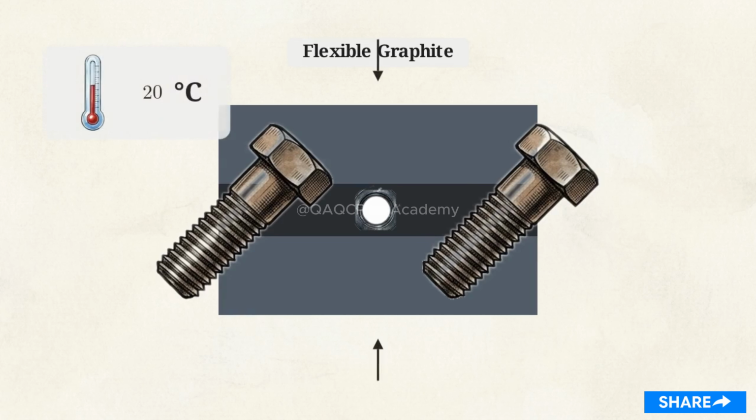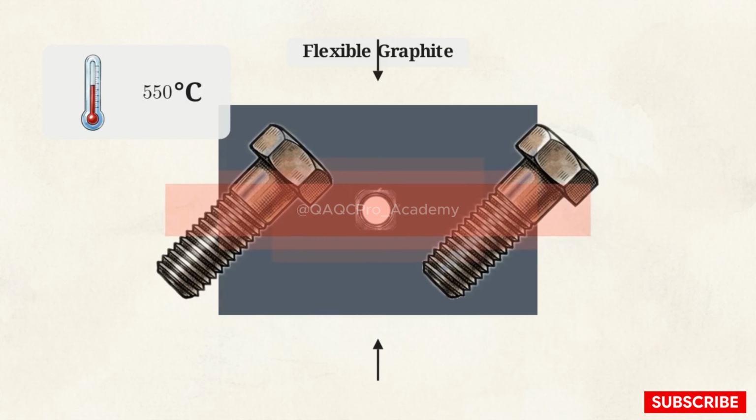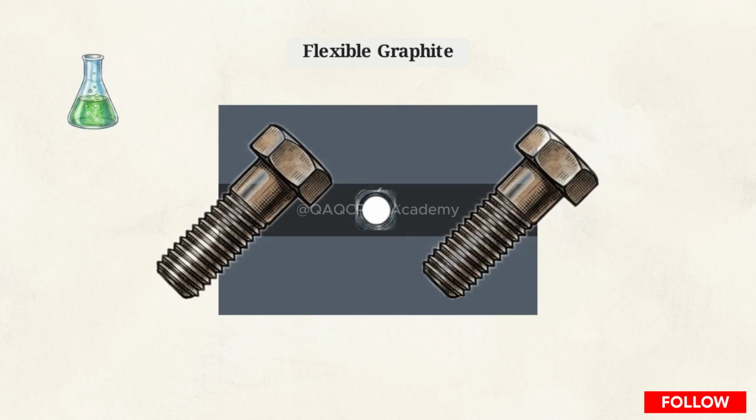Now compare that to a flexible graphite gasket. As intense heat and pressure are introduced, the graphite holds its shape flawlessly. It can handle extreme steam temperatures up to 550 degrees Celsius with zero creep. But graphite has a major limitation. If exposed to a strong oxidizing fluid, like concentrated sulfuric acid, the material rapidly oxidizes and falls apart.